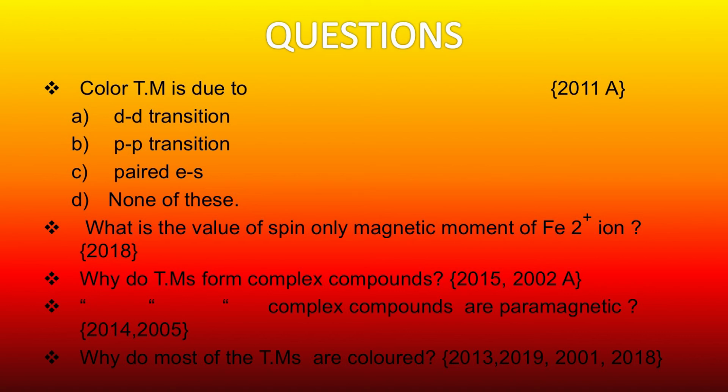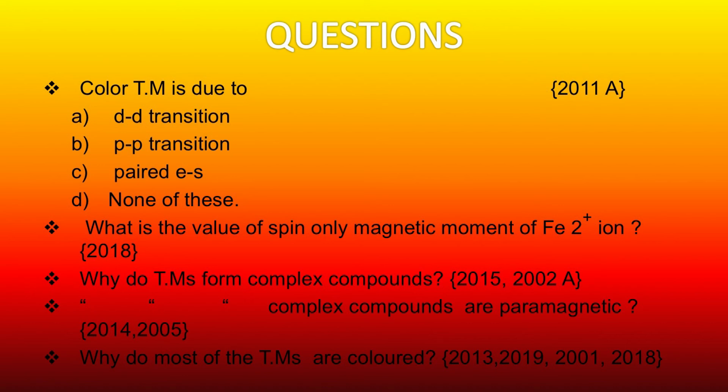Remember the trick. Why do transition metals form complexes? Because of 3 reasons: small atomic size, high nuclear charge, and availability of vacant d orbitals. This question was asked in 2015 and 2002. And why are most transition metal compounds colored? Because of the presence of unpaired d electrons. When that unpaired electron absorbs radiation from visible light and undergoes d-d transition, and when it returns back, it emits energy or radiation having the complementary color, and the substance looks complementary colored.